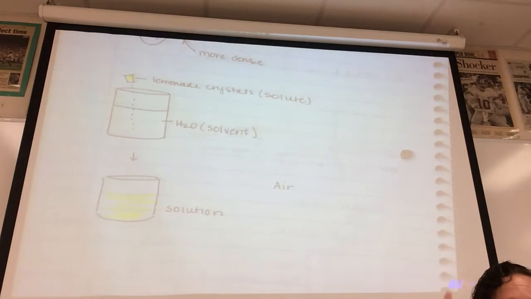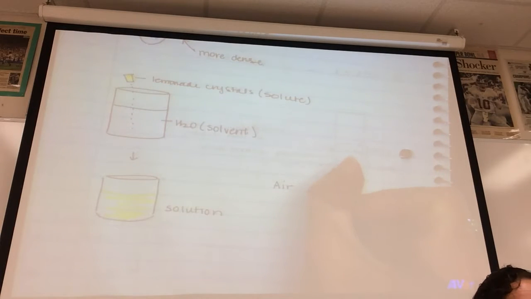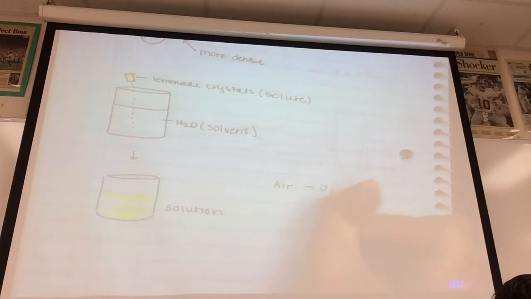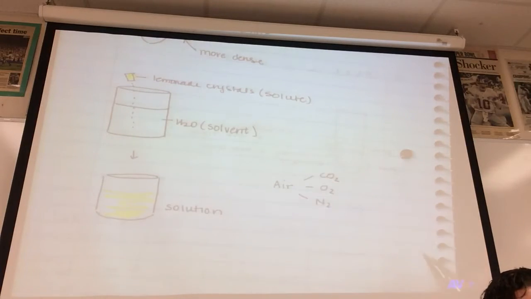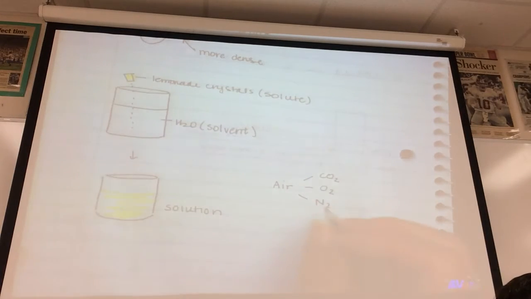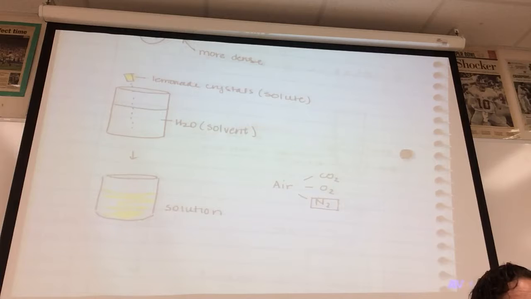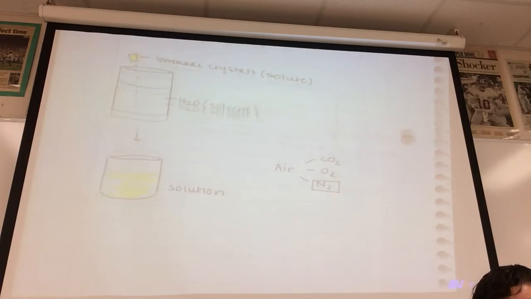It looks like one, but what is in air? What gases comprise air? What do you breathe in? Oxygen. Air also has nitrogen gas in it. What do you breathe out? Carbon dioxide, and there are other gases in air as well. The gas with the highest concentration, the highest amount, is nitrogen gas, and so that would be considered the solvent. When you have multiple pieces in there, the one at the highest amount.